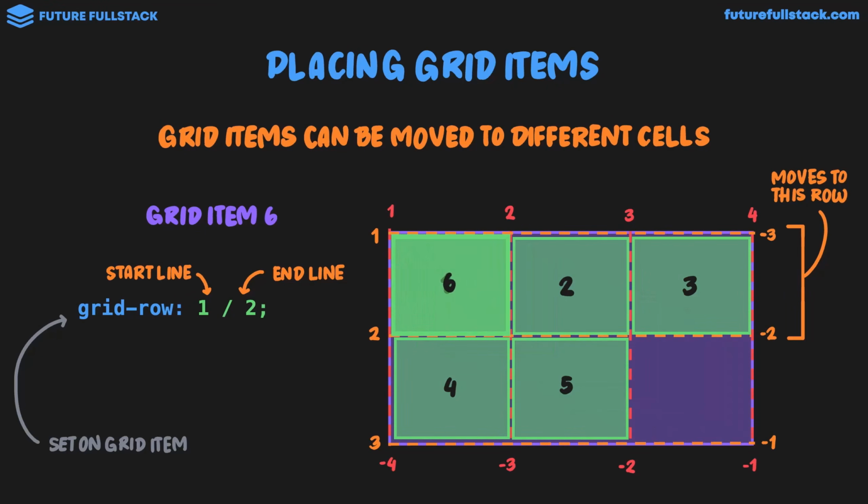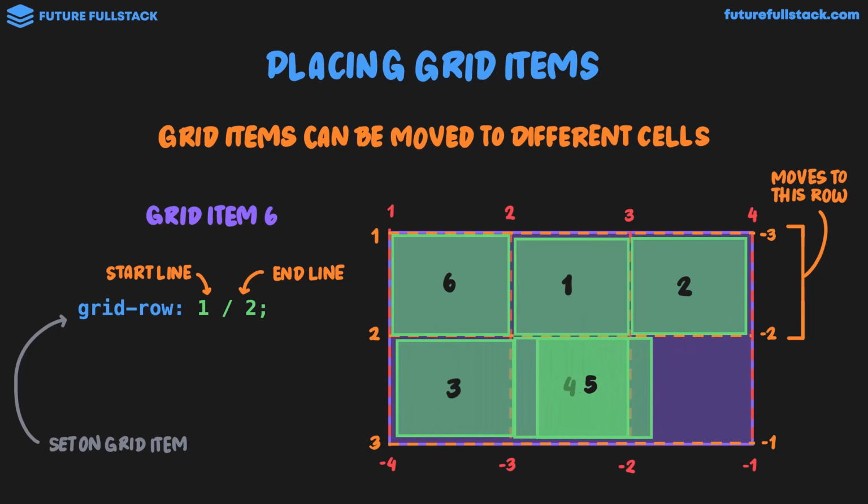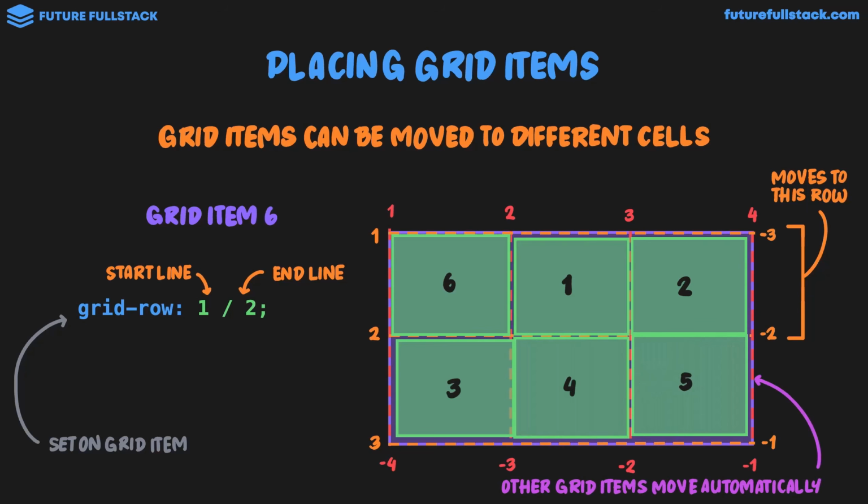And by default, it's always going to go to the first column. But it's now positioned in the grid row defined by the start line of 1 and the end line of 2. Now, because grid item 6 moves to the slot where number 1 was, it means our other grid items need to move. So grid item 1 now moves to where grid item 2 is, grid item 2 to where grid item 3 is, grid item 3 to where grid item 4 is, grid item 4 to grid item 5, and grid item 5 to where grid item 6 was. So other grid items move automatically when placing a grid item.